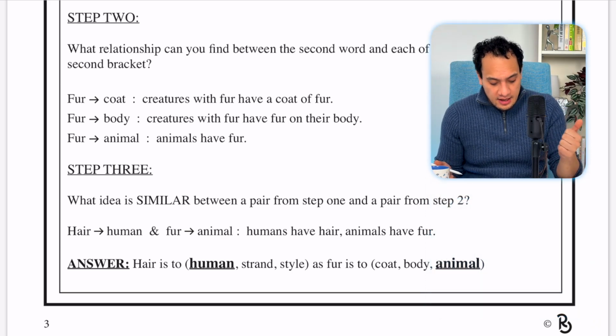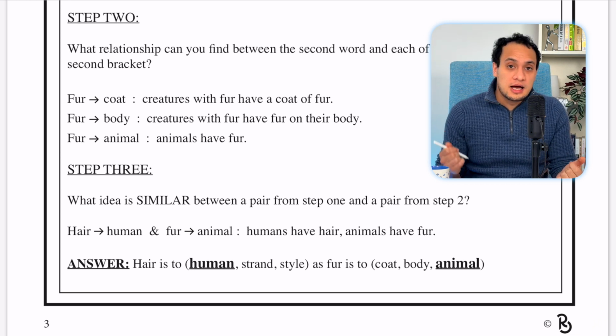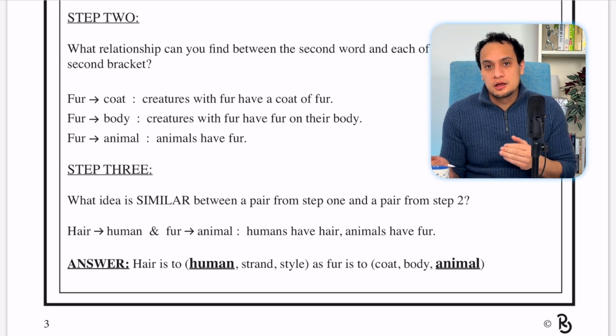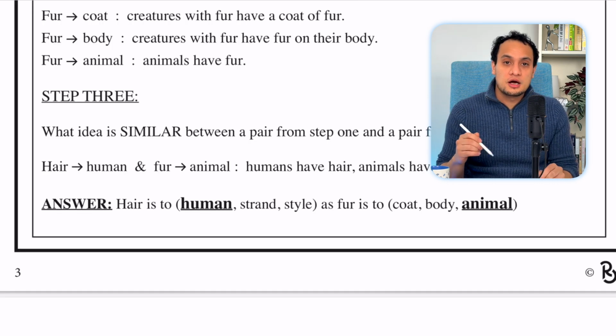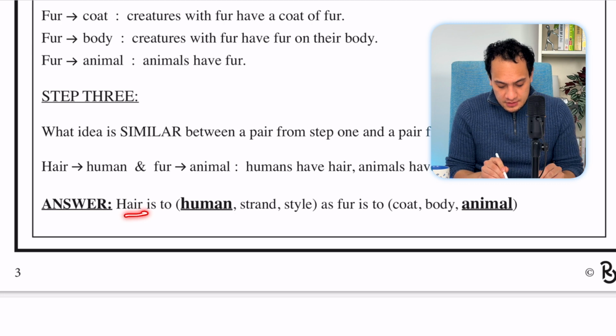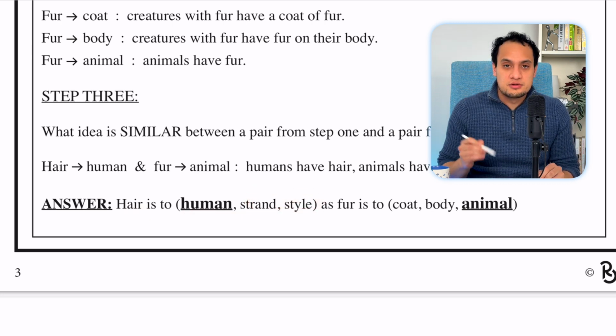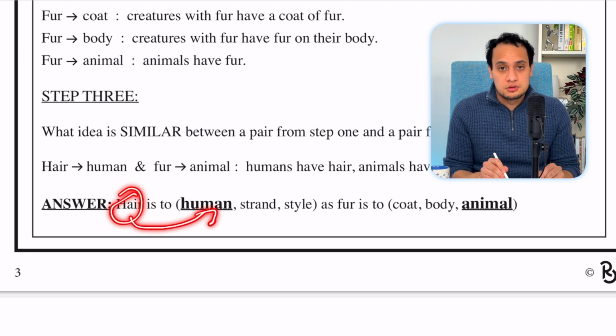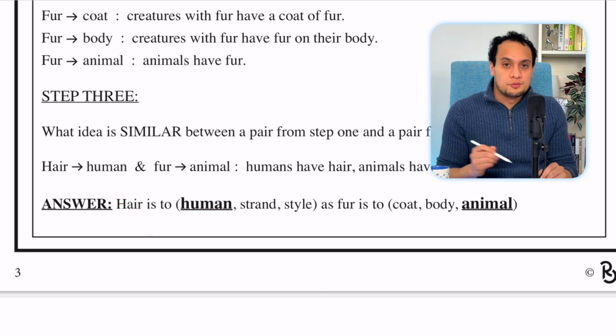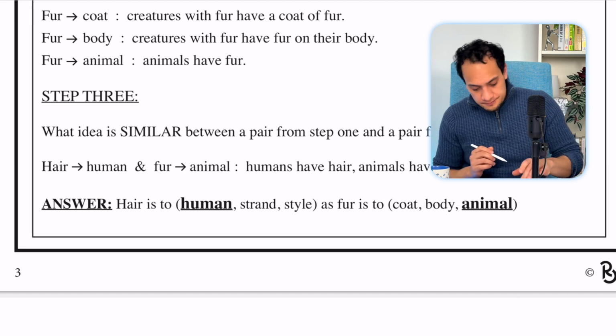So there's hair to human and fur to animal, because humans have hair and animals have fur. So even though all of the rest of them are related in some way, they're the only two that share the same relationship. If we look at our answer, it says hair is to human, hair is to strand, and hair is to style. It's not that these don't have a relationship. It's that fur and animal shares the same relationship as hair to human. And that's often where students go wrong.